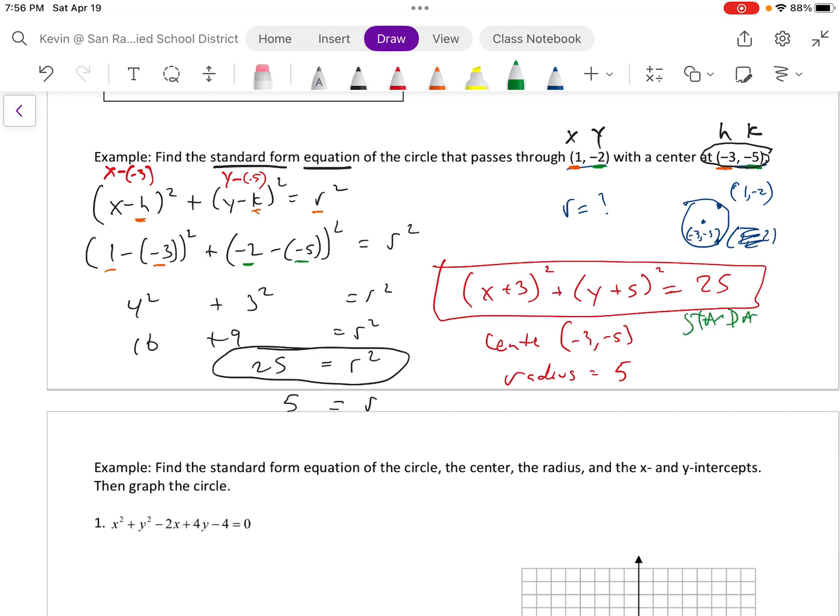Okay, before we go on to that, let's do this. Let's rewrite this standard form, right?